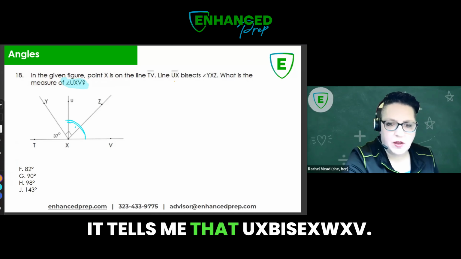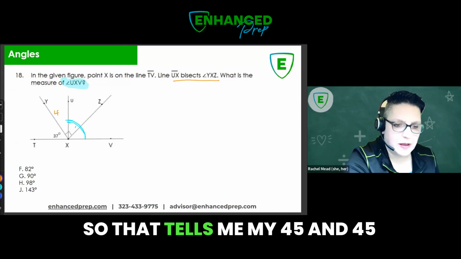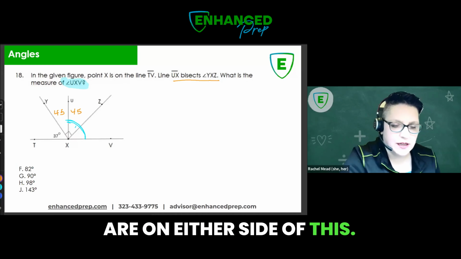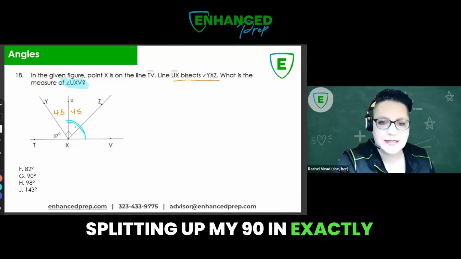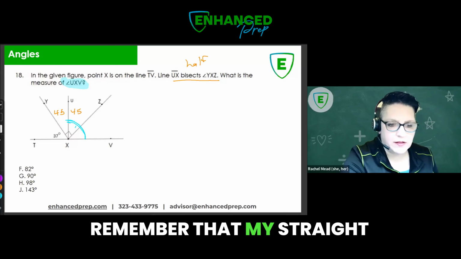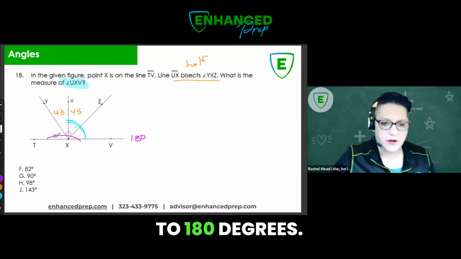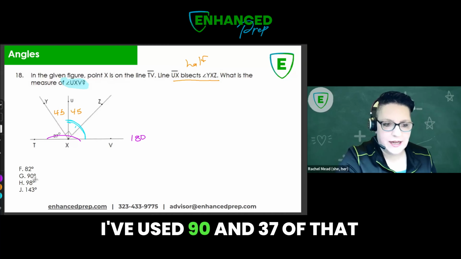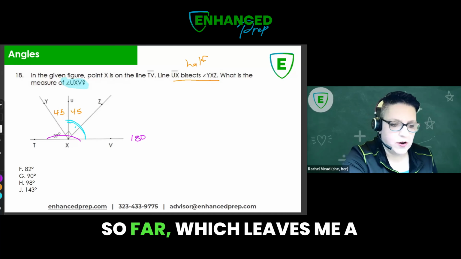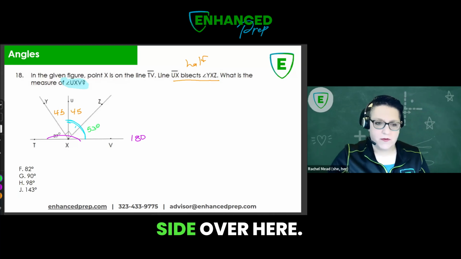It tells me that UX bisects WXZ. So that tells me my 45 and 45 are on either side of this, splitting up my 90 in exactly half. And then I'm also going to remember that my straight line, which is this angle right here, is always equal to 180 degrees. I've used 90 and 37 of that so far, which leaves me a total of 53 coming in on this side over here.